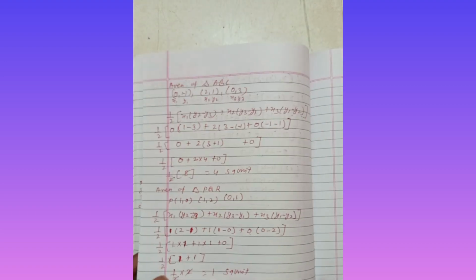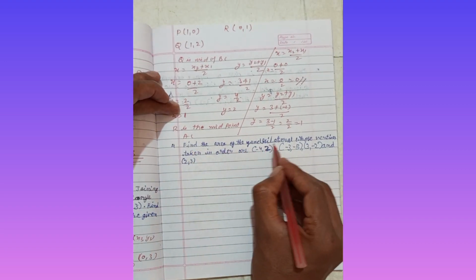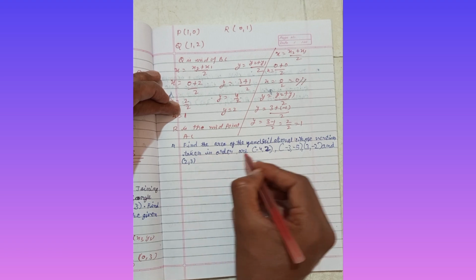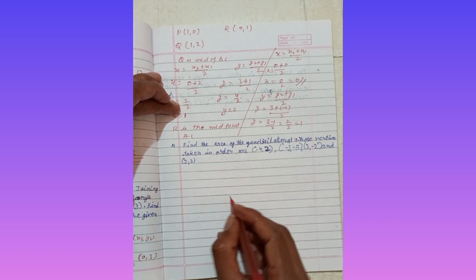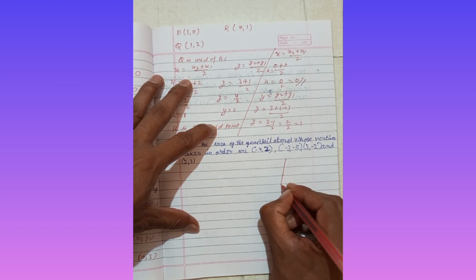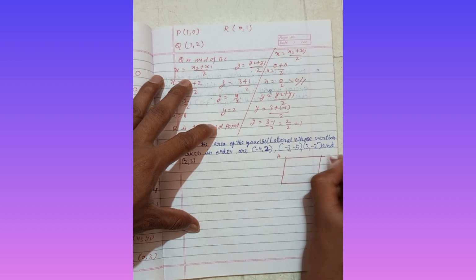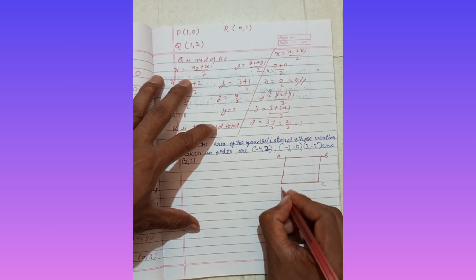Next we are taking the next question, question number 4. So what does question number 4 say? Find the area of a quadrilateral whose vertices are taken in order. This is our quadrilateral, simply a random sketch. It is A, B, C, D.